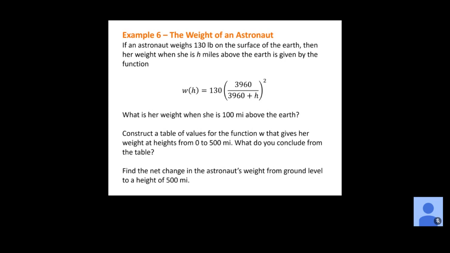Now we're asked to find her weight when she's 100 miles above the Earth. Now notice here, h represents the number of miles above the Earth. So all we really have to do in this case is take that 100 and substitute it into our function wherever we have an h. Okay, so we're finding w of 100. And so we're going to start here with 130 times, we have our 3,960 in the numerator, over 3,960 plus h, which in this case is 100. And then we're going to square that.